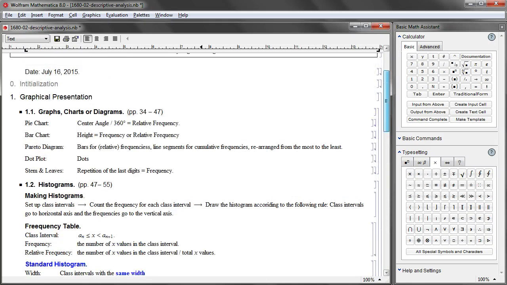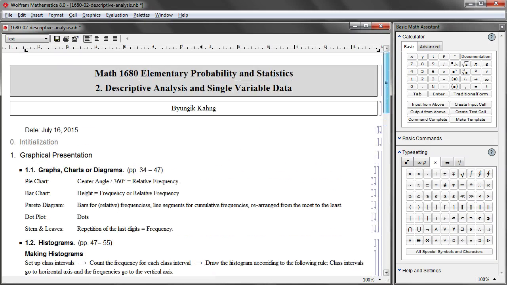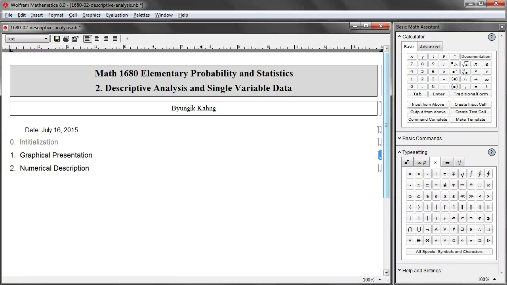Okay, that's it for section 2.2. In the next video, we are going to talk about the second half of chapter 2, numerical descriptions.